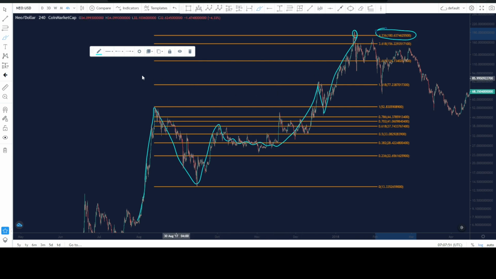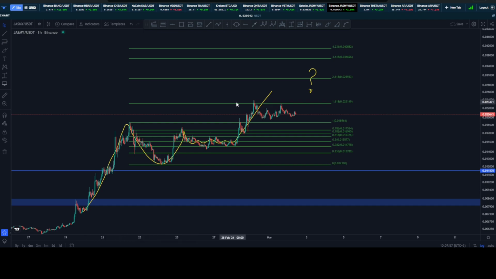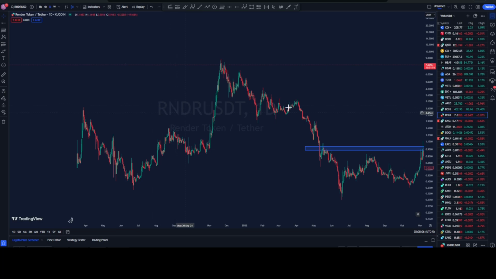This is what I was talking about here with JASMY. So if I may go back one more time, you can actually see we have almost the same structure right there, right? A pullback from the 1.618 all the way pumping to something like 4.236. That's something like 4 cents right there on JASMY. Is that the only price set that we have?